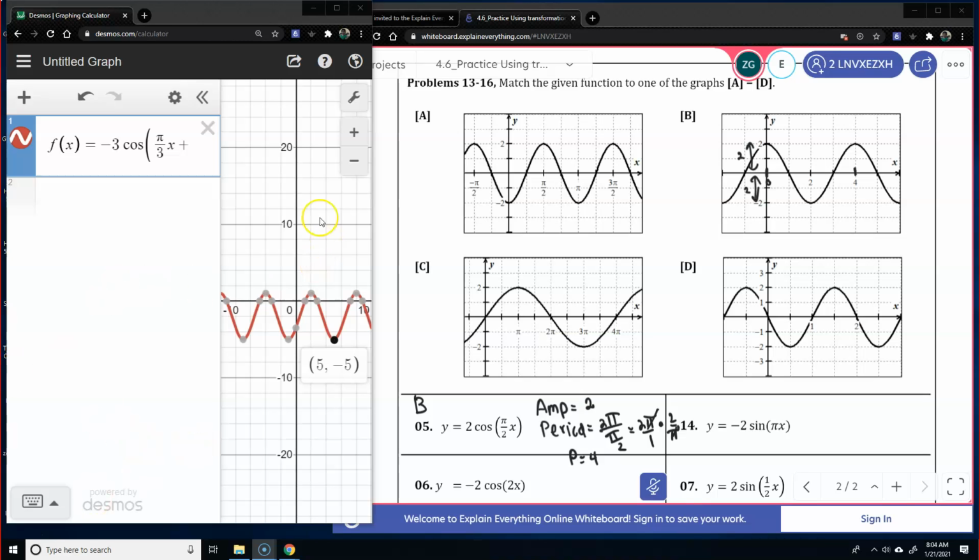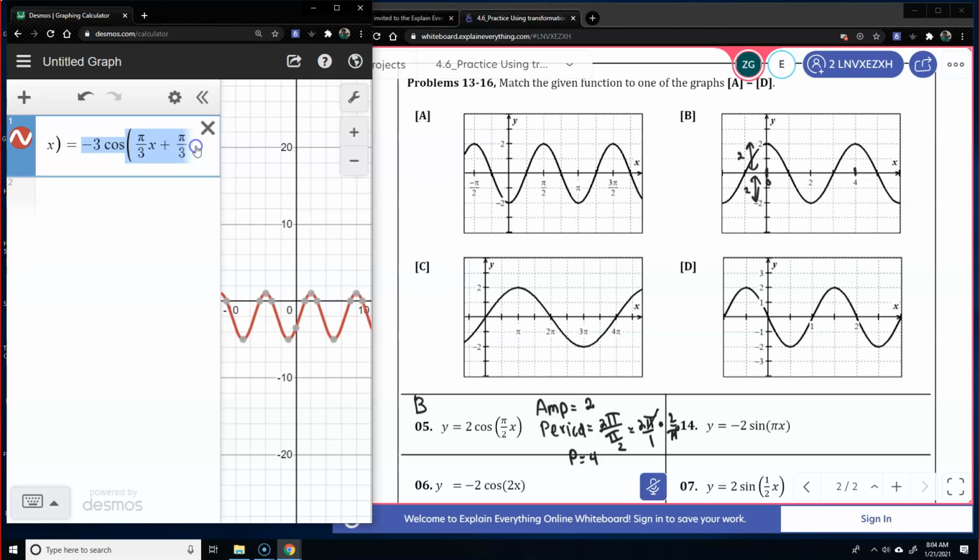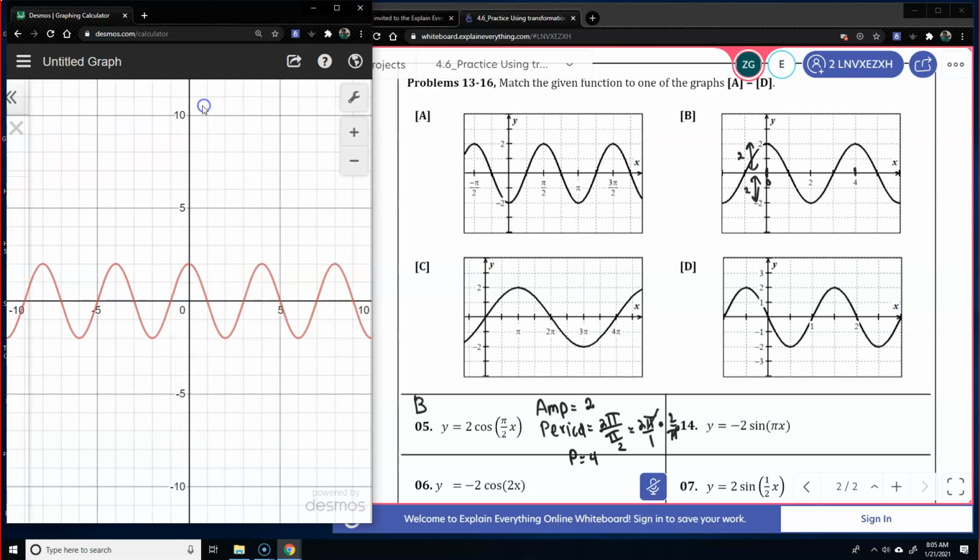Now, if you want to check with your Desmos, you can. It's 2 cosine of pi divided by 2, and then we have x. So if you look at the graph, we have this point, which is 0, 2. We have 1, 0. We have 2, -2. We have 3, 0. And then, of course, we end with 4, 2. And there it is. So the answer is B.